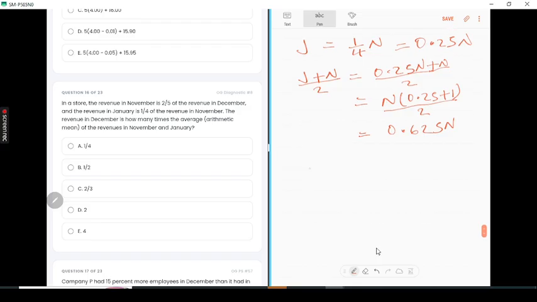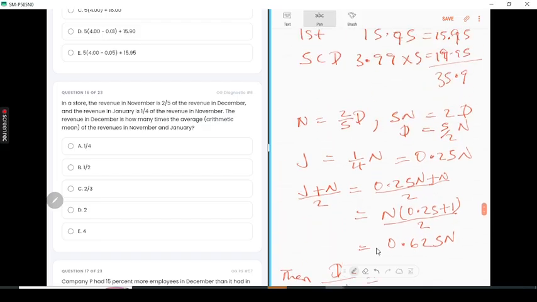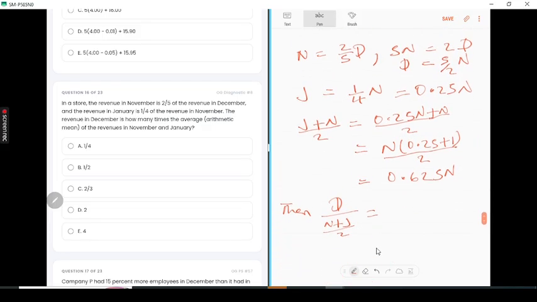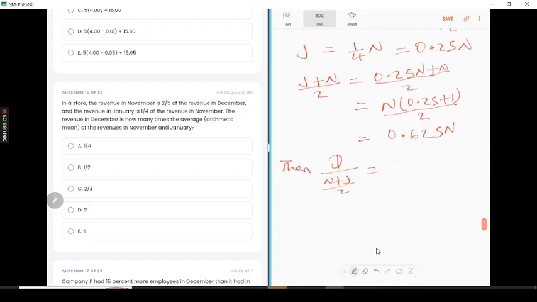So what the question is asking is December over the average of n plus J over 2. If you remember, December we have worked out before. December is 5 over 2n. 5 over 2n is the same thing as 2.5n over 0.625n, and we cancel n. Can you confirm that 2.5 divided by 0.625 is 4?